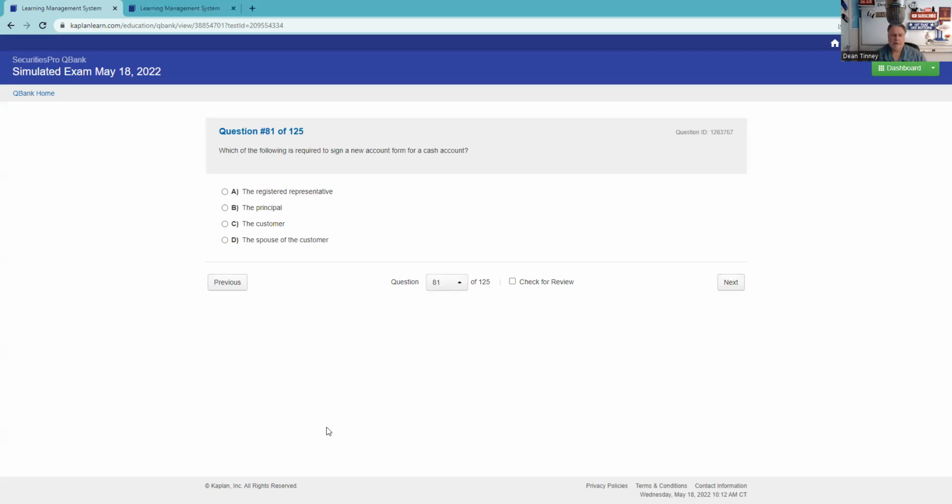Which of the following is required to sign a new account form? It's always the principal who signs a new account. I get lots of people in Series 24 classes because they're accepting accounts. It's B.